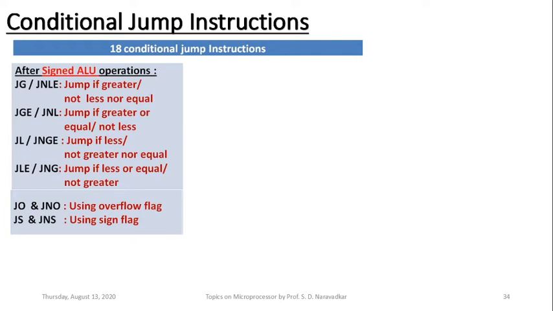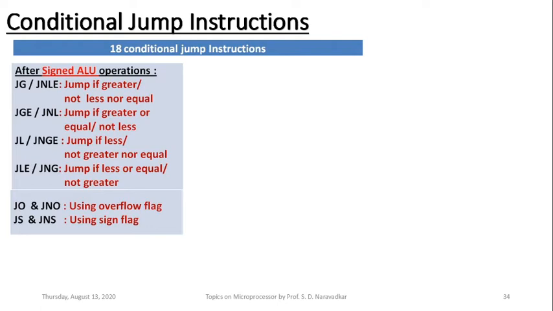And two more instructions by using sign flag. Jump if sign, JS: if sign flag is set to 1, then that jump will take place. Jump if not sign, JNS: if sign flag is reset, then only jump will take place. So these are the 8 instructions from the conditional jump instructions which are to be used after signed ALU operations.